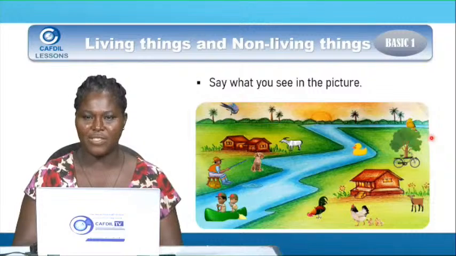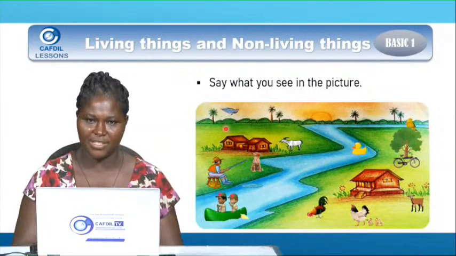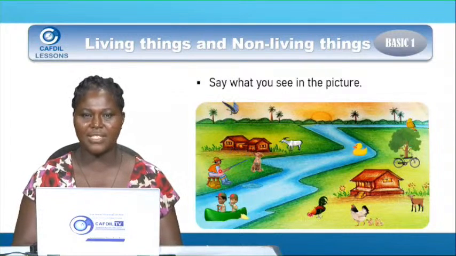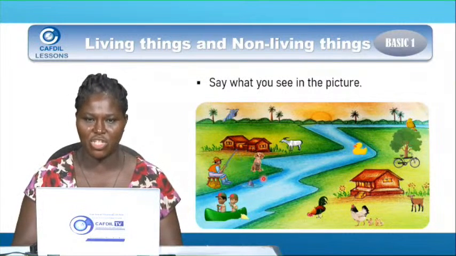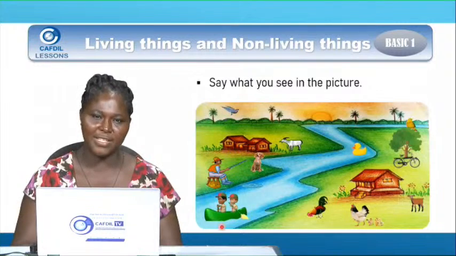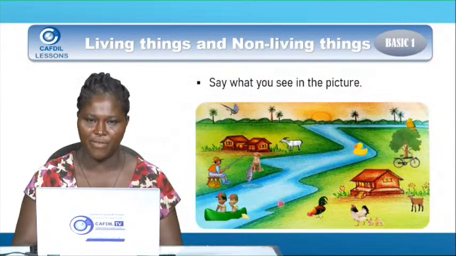So we have seen the things in the pictures. We have a man sitting on a chair catching fish. We have 2 boys in a canoe on the river.